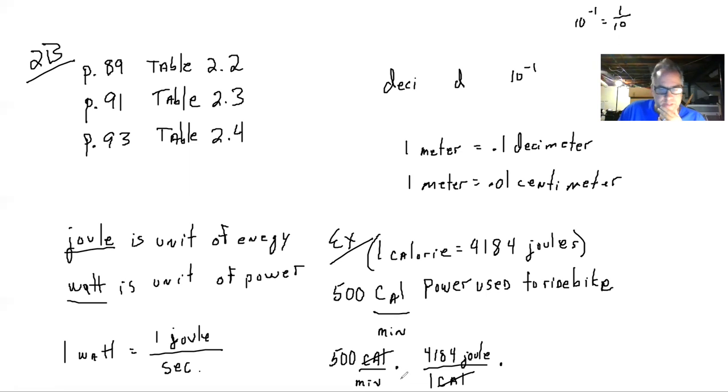So I'm in minutes right now, and I know that there is 1 minute per what? 60 seconds, and that gets my minutes to cancel out. Now I'm down to joules per what? 60 seconds. All right.